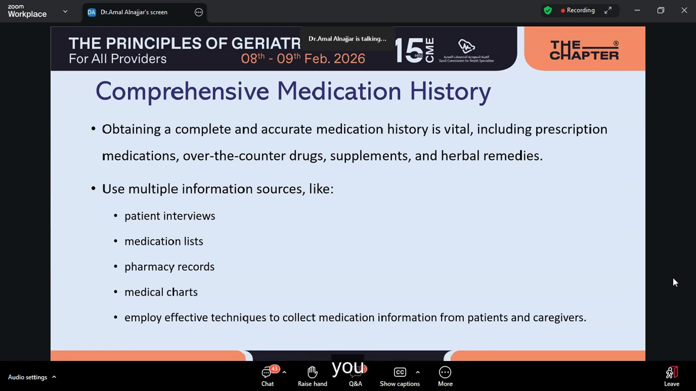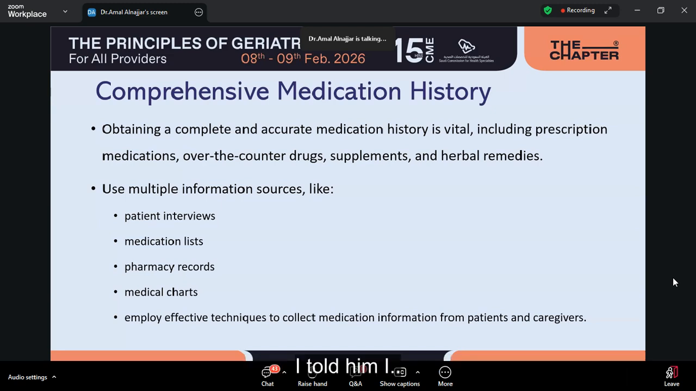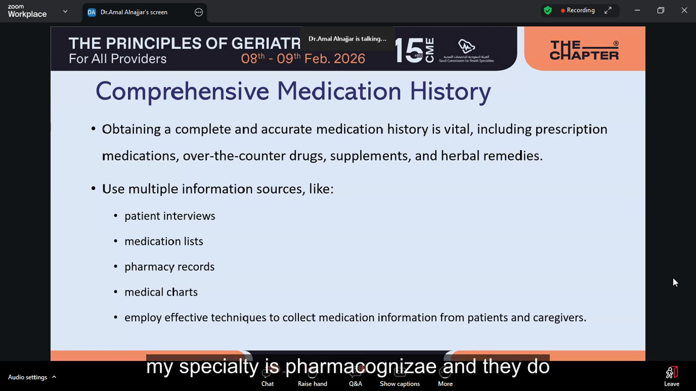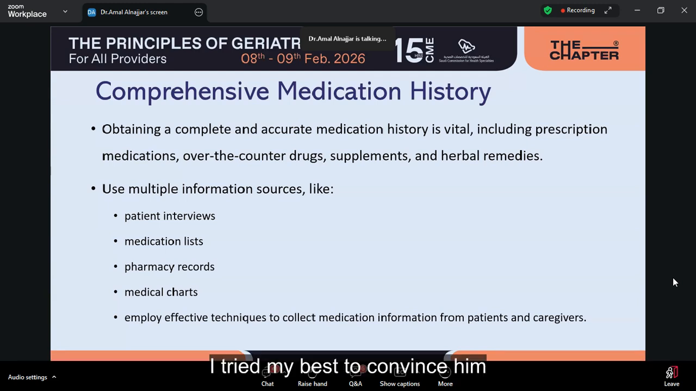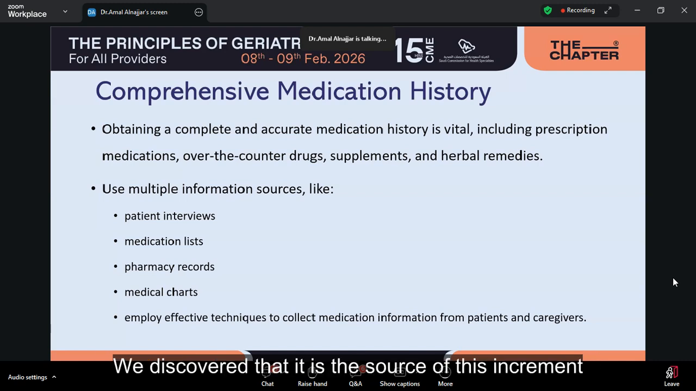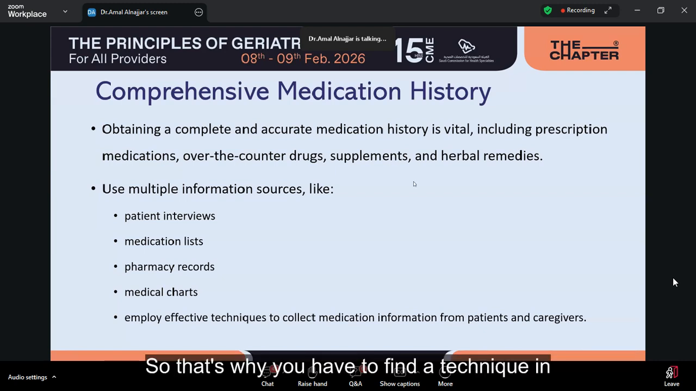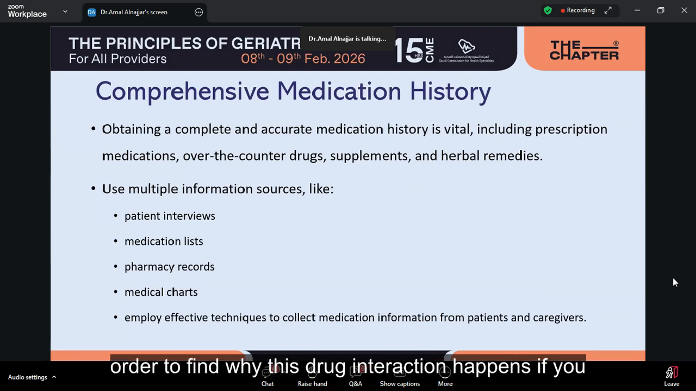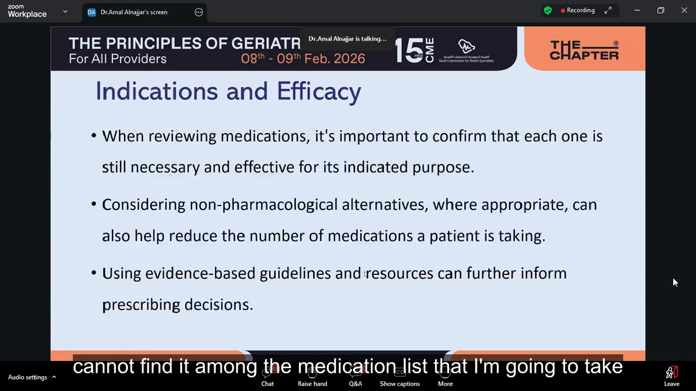I said, can I just see it? He said, no, you healthcare providers, you don't believe in those herbal remedies. I told him, I am a herbalist. Originally, my specialty is pharmacognosy, and I do believe in herbs, and all medication comes from herbs, but we have to extract in the proper way, to have it weighed, to have it cleaned. I tried my best to convince him to give me this herb. And when we sent it for analysis, we discovered that it was the source of the increase in the INR. So that's why you have to find a technique to find why this drug interaction happens if you cannot find it among the medication list the patient is taking.